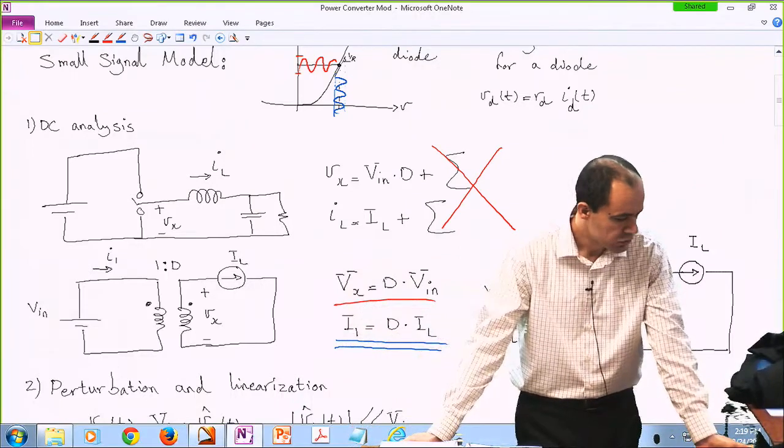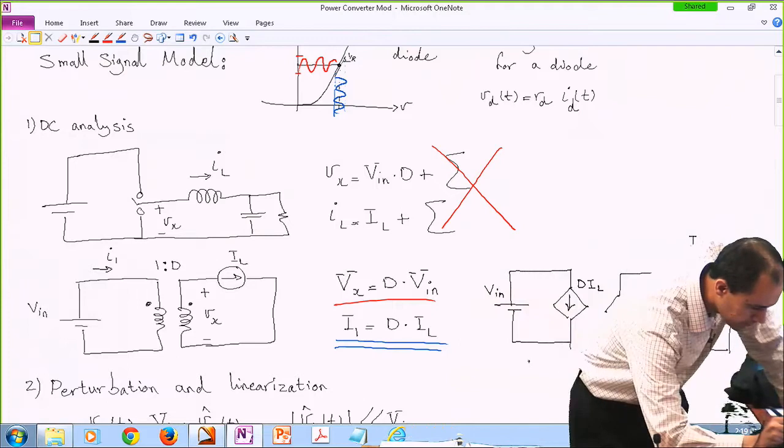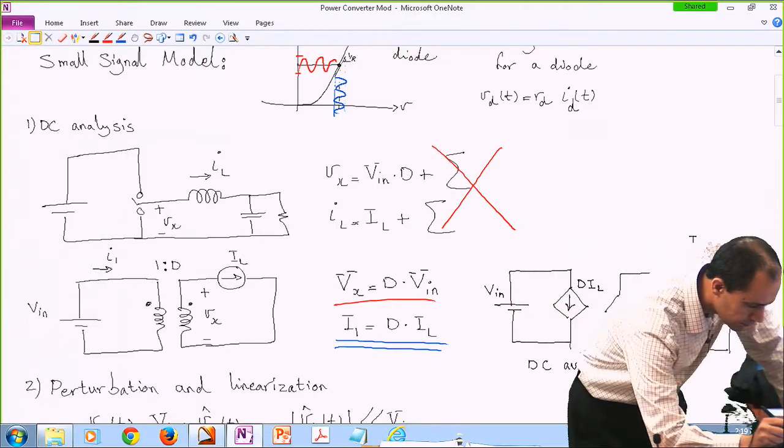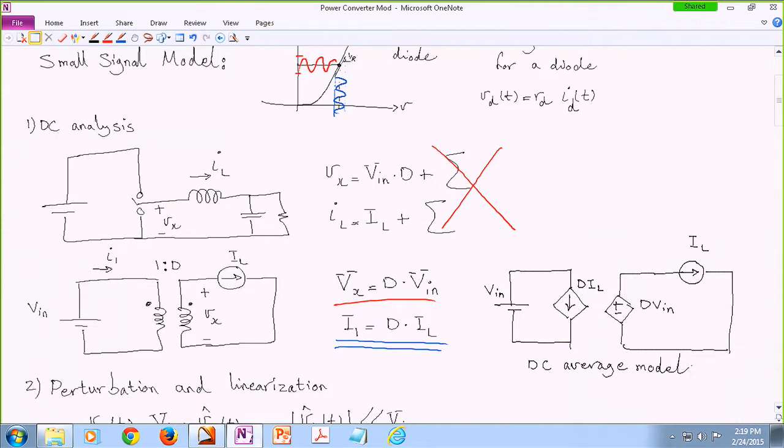So we also call this an average model. Actually we had a question last time at the end of the class: what is an average model? So this is the average model. The reason that we call it the average model is that it is taking the switches out and representing the switches using the average behavior of the switches.